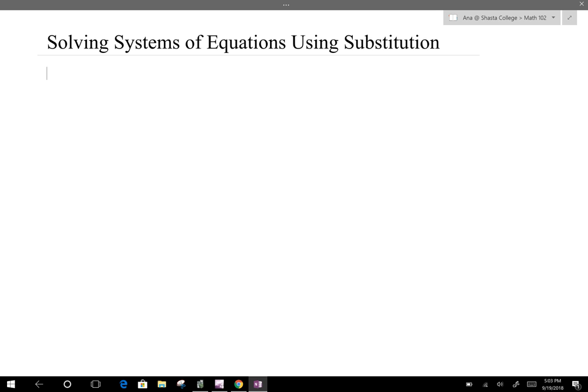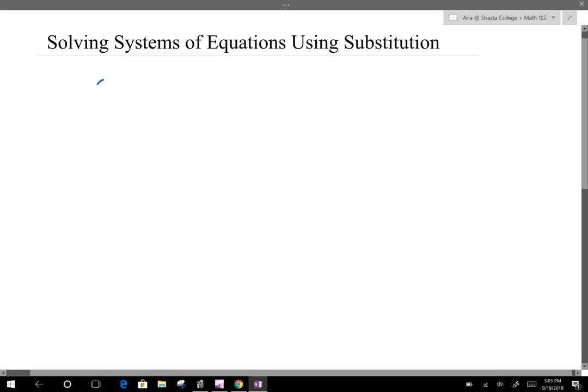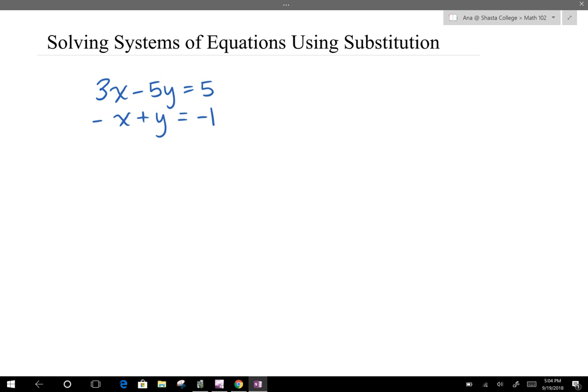Typically, you would solve a system using substitution if one of your variables has a coefficient that is 1. For example, I'm going to use the system 3x minus 5y equals 5 and negative x plus y equals negative 1. I could solve this system using elimination or graphing, but I'm going to demonstrate substitution for you.